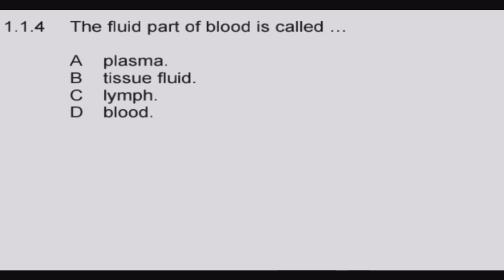The fluid part of blood is called A. Plasma, B. Tissue fluid, C. Lymph, D. Blood. The correct answer is A.